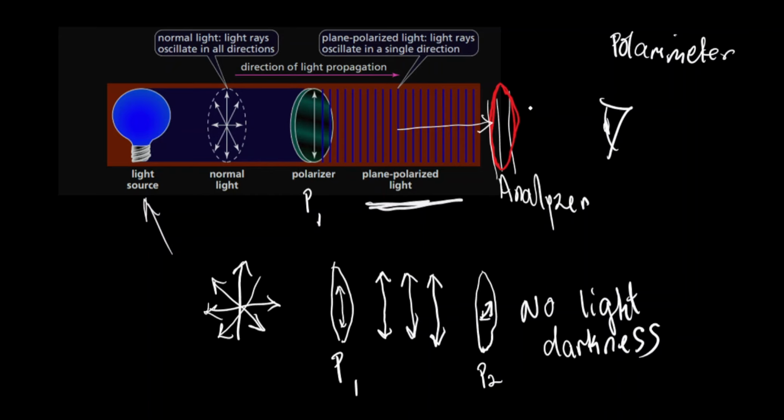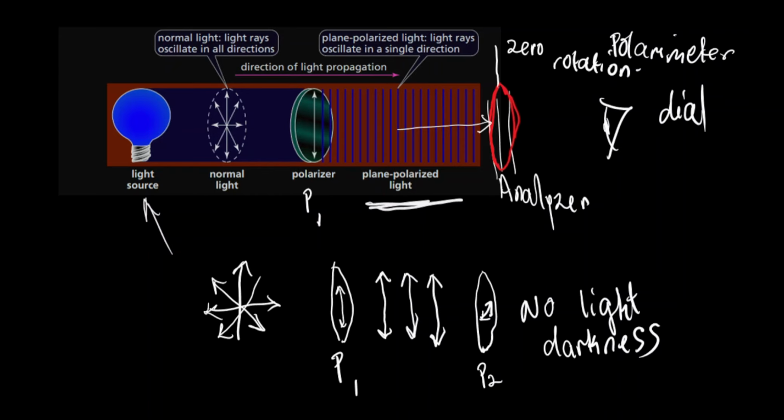Now, this analyzer has dials that are able to measure the degree. At the point where there is total darkness, that is marked as the point of zero rotation. It's like a case and control. The control is that there's no chiral compound.